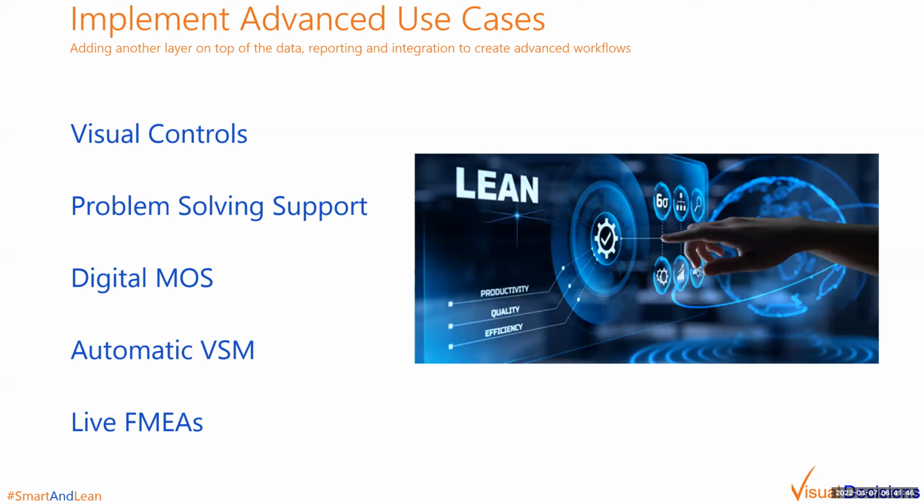Digital management operating systems can create alignment from the executives all the way through the shop floor. They can mirror the policy deployment process in the company and enable everyone to see where they stand at all times to see if they're winning or losing that day, week, month, and year.